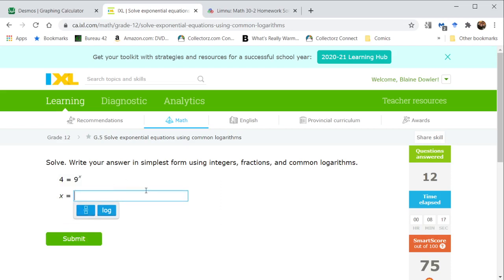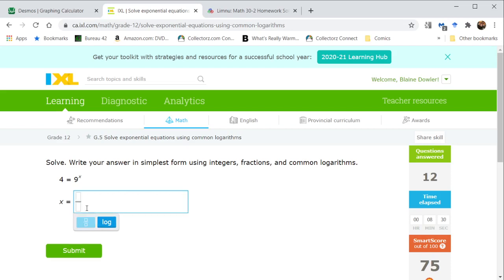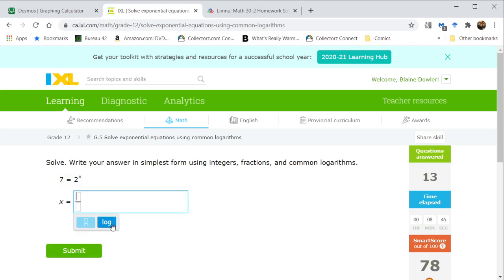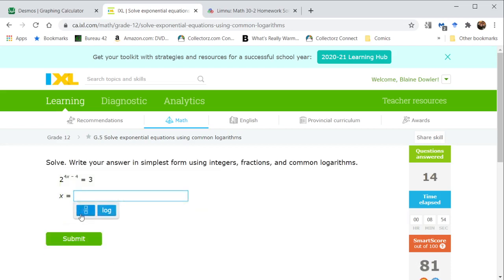Now here, we are no longer answering to the nearest thousandth. We have to write our answer in simplest form using integers, fractions, and common logarithms. A common logarithm, remember, is another name for log base 10. So while we could say this is the log of 4 to the base 9, we have to say that it is log of 4 divided by log of 9, using our change of base rule to make that happen. And again, exact values. So the calculator is no longer useful, but we are following the same pattern that we've been entering in the calculator the whole time.